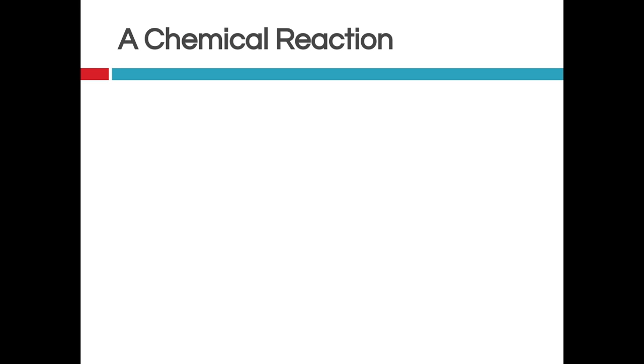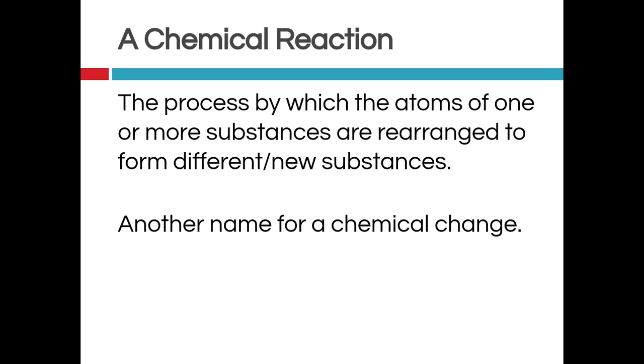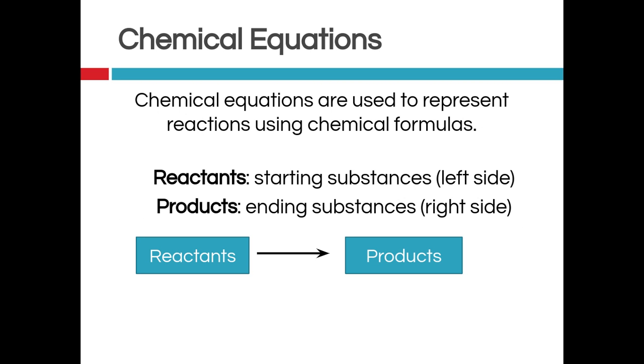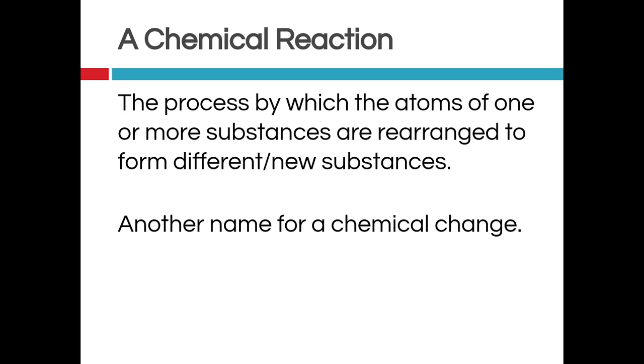So first of all, chemical reactions. We're going to talk about chemical reactions, or what a chemical reaction looks like as we go through these. So first definition you're going to have right here: what is a chemical reaction? The process by which atoms of one or more substances are rearranged to form different or new substances. So there is the key thing, different or new substances. When we're looking at a chemical reaction, we're looking for things that are different or new.